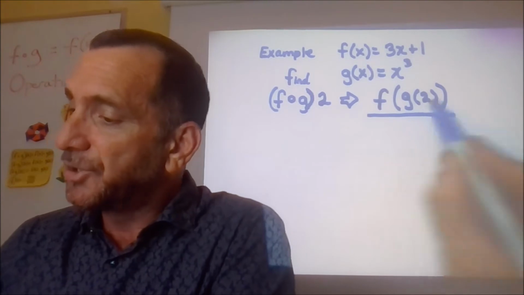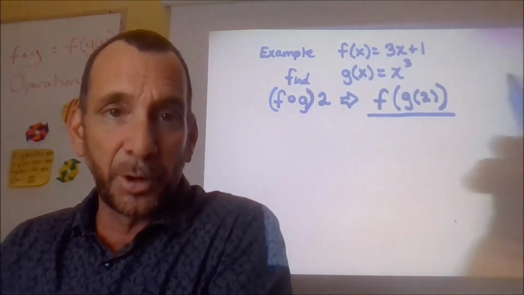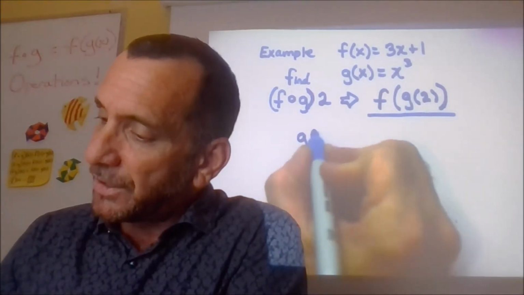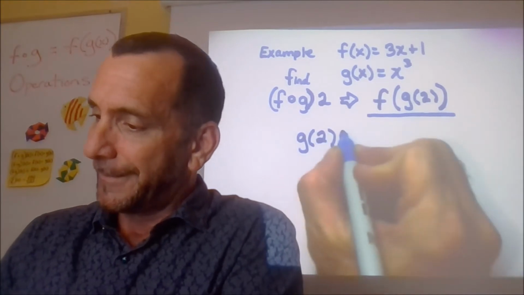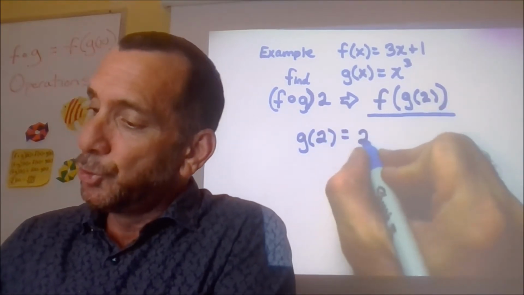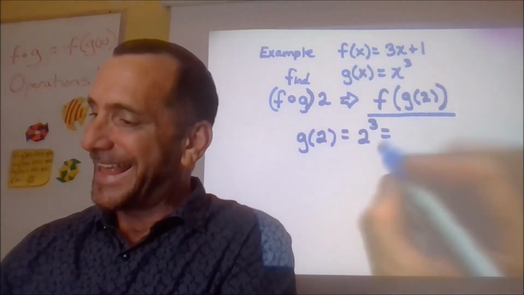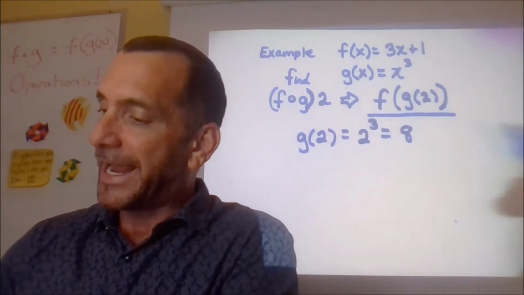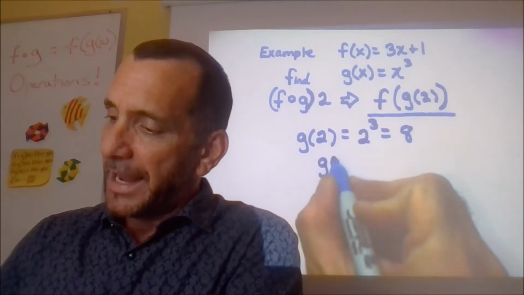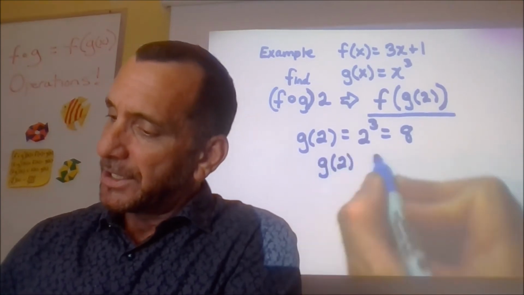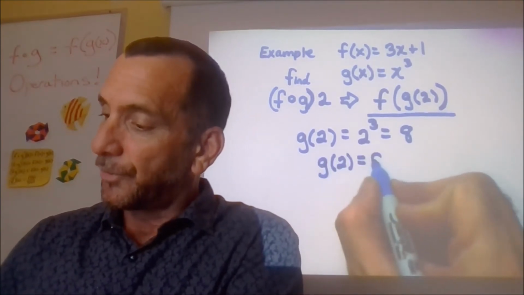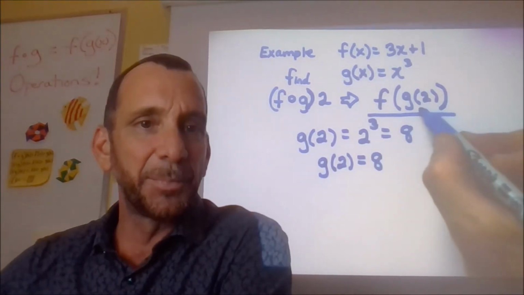We want to plug 2 into the g of x formula. So we'll say g of 2 equals 2 cubed. And we all know from experience that 2 cubed equals 8. So I've done the first part. G of 2 equals 8. That's in the parentheses.